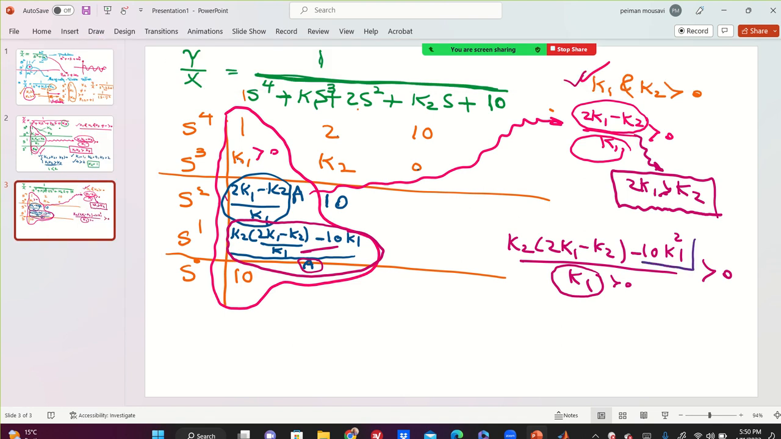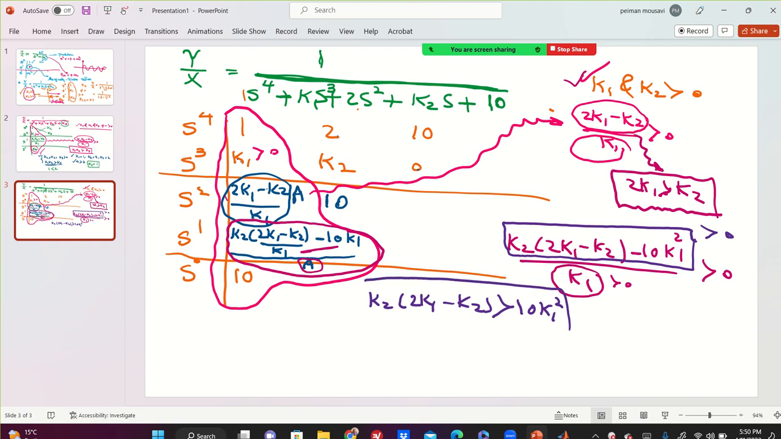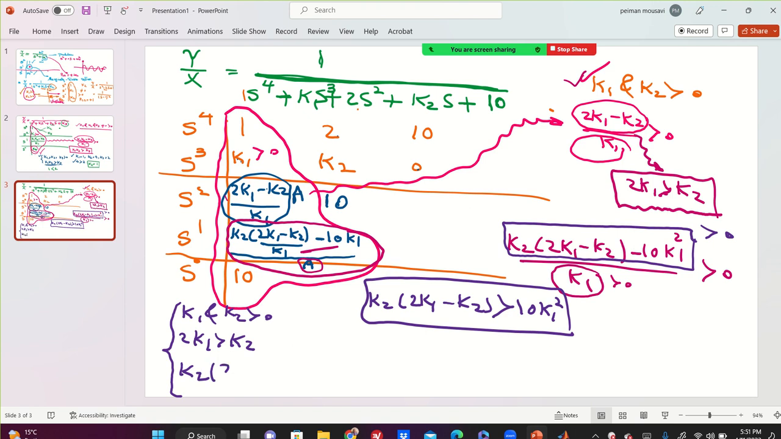So you see that K2 times (2K1 minus K2) must be greater than 10 K1 squared. So you see the stability conditions for this fourth order system: K1 and K2 must be positive, 2K1 must be greater than K2, and K2 times (2K1 minus K2) must be greater than 10 K1 squared.